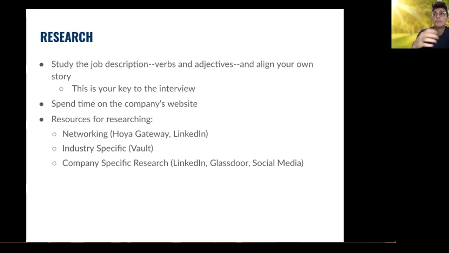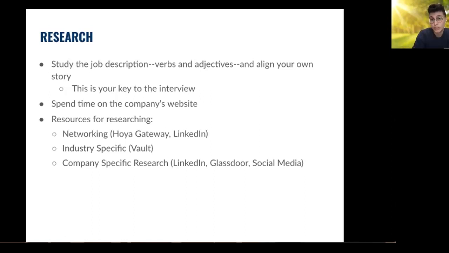So if they keep repeating your research skills, your ability to organize information and synthesize it, that's probably what you're going to want to emphasize in one of the stories that you present to them. You want to spend some time on the company's website just to get a sense of what they do, their history, maybe their About Us page, again, their mission. Some resources to help you with research.